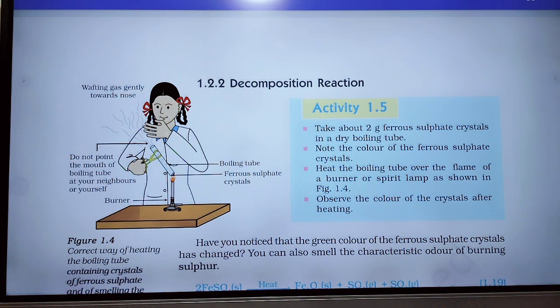In the combination reaction, we only have to learn what a combination reaction is and what its examples are. In a simple way, a combination reaction is one in which two or more substances form only one product. Now the next type is decomposition reaction.